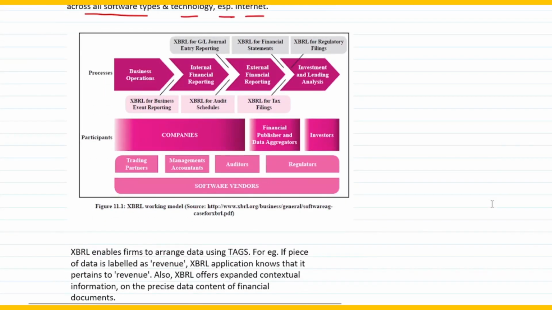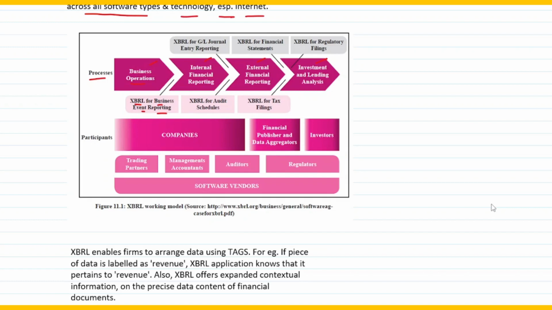Okay, now this is a figure that is given in your book, and it summarizes what exactly XBRL can do. It can carry out various processes. What are these various processes? They can be business operations, internal financial reporting, external financial reporting, investment and lending analysis, right? When I talk about business operations, how can XBRL help? XBRL can be used for business event reporting. If any business event is happening and you have to report it, XBRL can be a very handy tool, right?